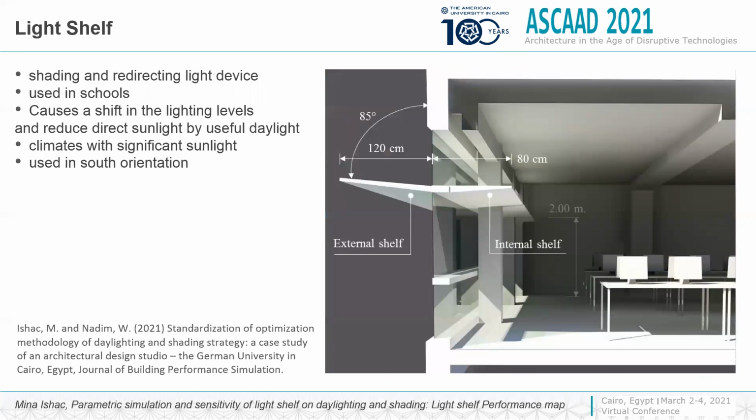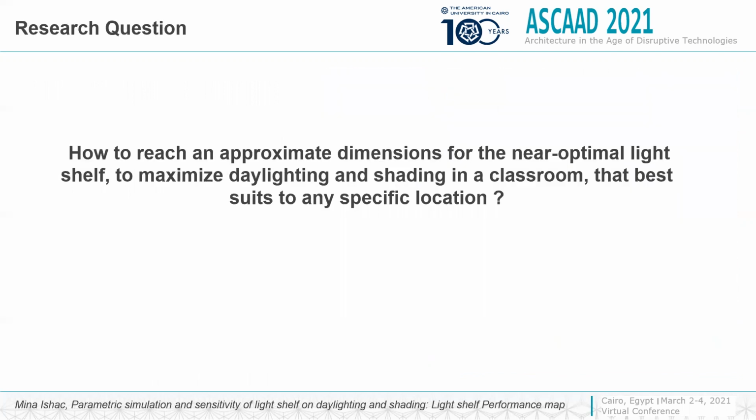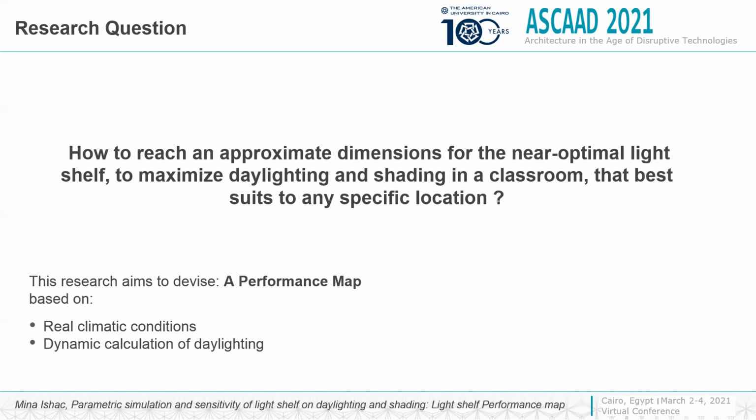One of the daylighting and shading devices commonly used in schools and well known for regulating daylighting is the light shelf. So the challenge here is how to reach the optimal dimensions of the light shelf given the dynamic characteristics of daylighting. The contribution of this work is to devise a performance map based on two pillars: the real climatic conditions and the dynamic calculation of daylighting.